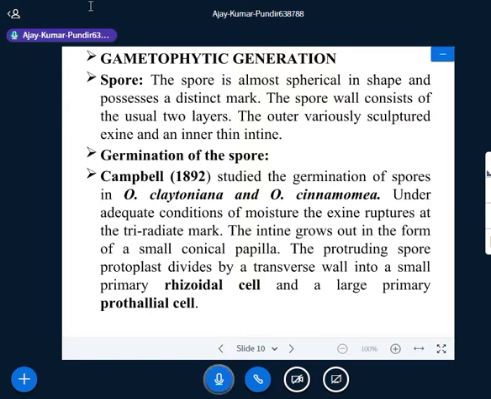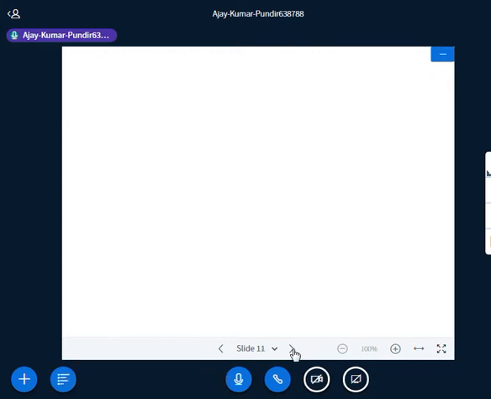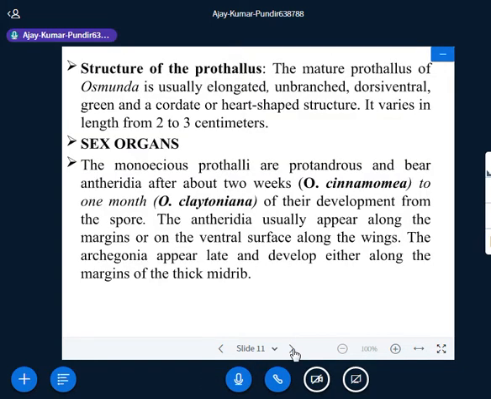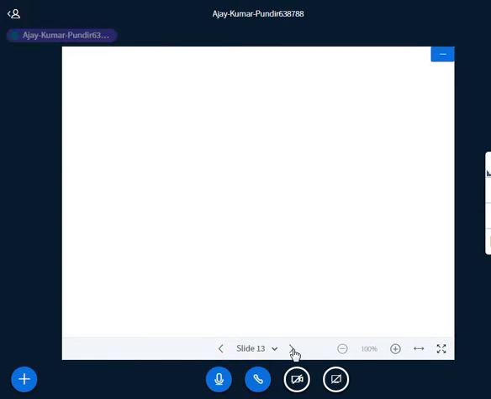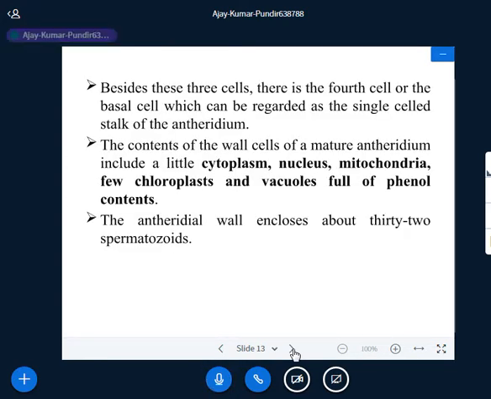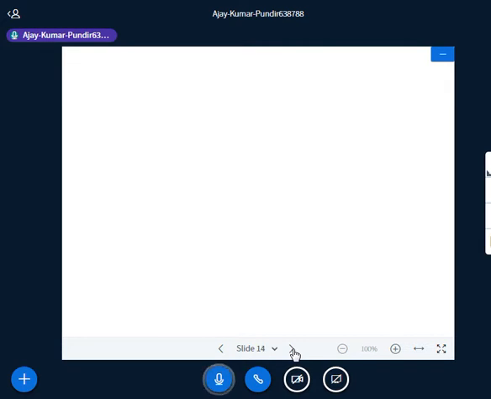At the same time, when the exine is ruptured and the intine comes out, what happens? A transverse wall forms in the spore. As a result, the spore becomes two-celled. The smaller one is known as the first rhizoidal cell, and the larger cell of the spore is known as the first prothallial cell.